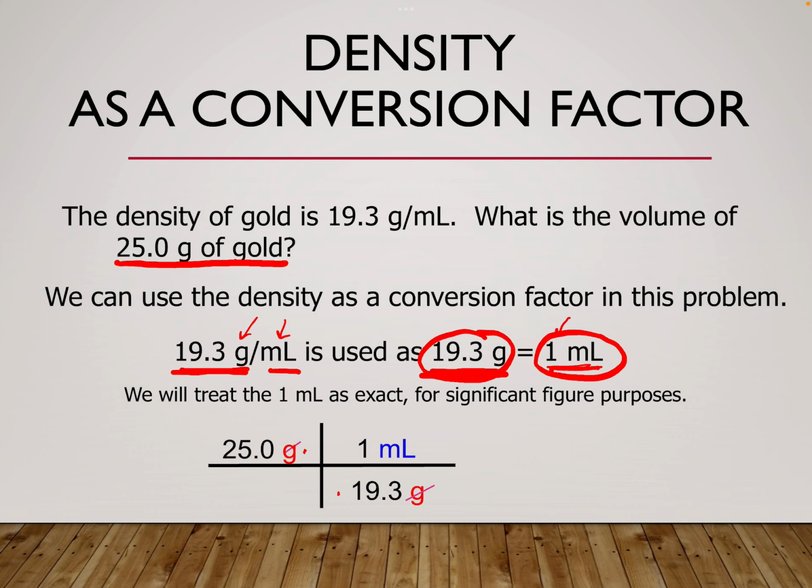Now, we've found milliliters and we were looking for volume. So we found what we're trying to solve for, and we can go ahead and punch this in. We would do 25 times 1 divided by 19.3, and that will get us our answer. Again, you'll notice I've rounded this to 3 significant figures to match the sig figs in our problem. That 1 milliliter doesn't play into our sig figs because that's exact.